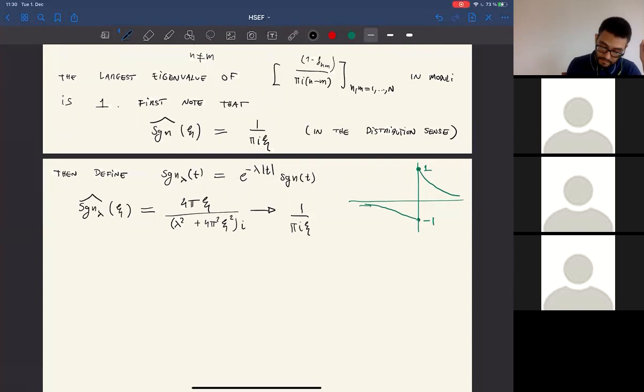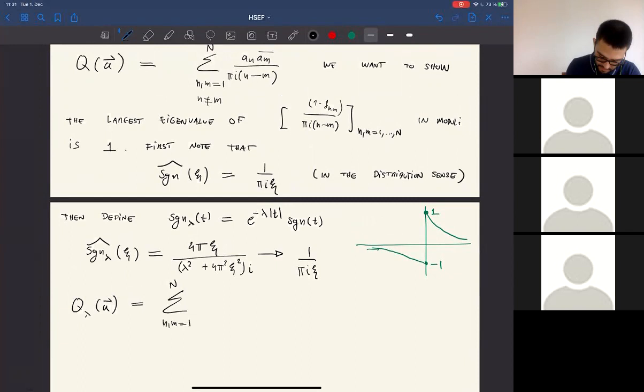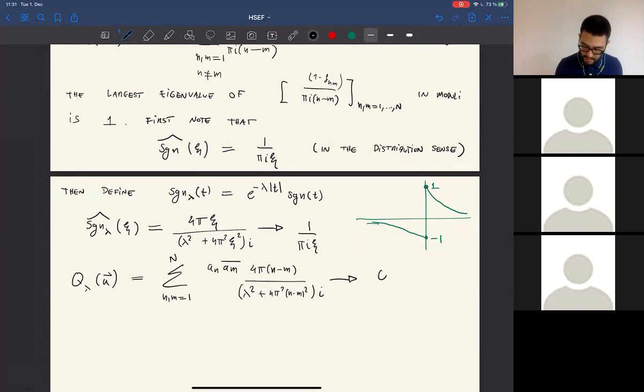So great. Maybe I can define this quadratic form here instead, and then you put this guy here. So it would be 4π(n minus m) divided by lambda squared plus 4π squared (n minus m) squared, and there is an i. So then we see that when lambda goes to zero, if I find the sharp bound for each one of these q lambdas, then I find the sharp bound for the q in the limit. And that's what's going to happen.